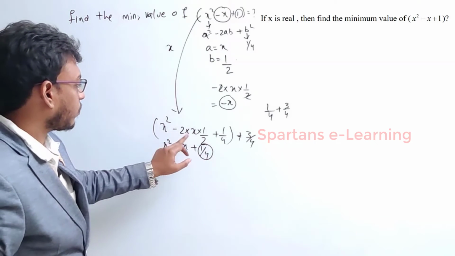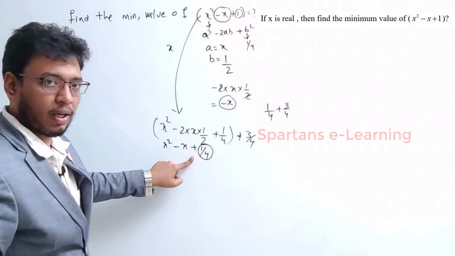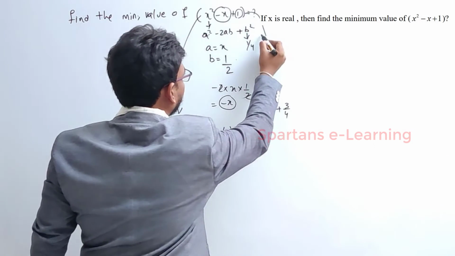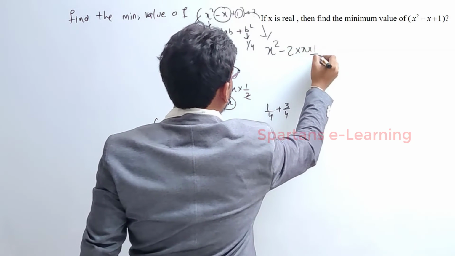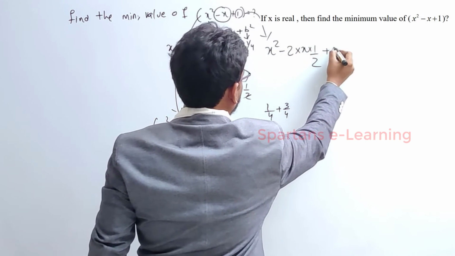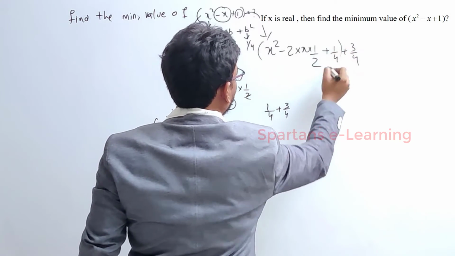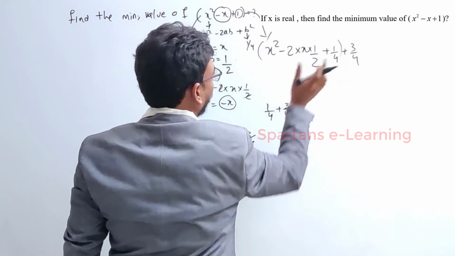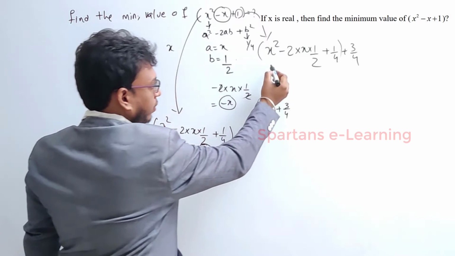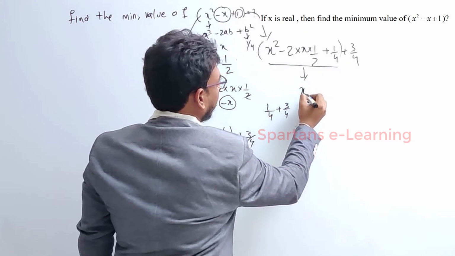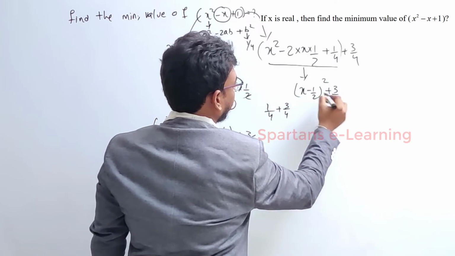Now see this. This thing you are successfully able to split it this way, understand? So this one you can split it like this, x square minus 2 into x into 1 by 2, right? Plus 1 by 4 plus 3 by 4. That's it, okay? Because these things together will give you 1 only. Fine. Now this one can be written as x minus 1 by 2 whole square plus 3 by 4.